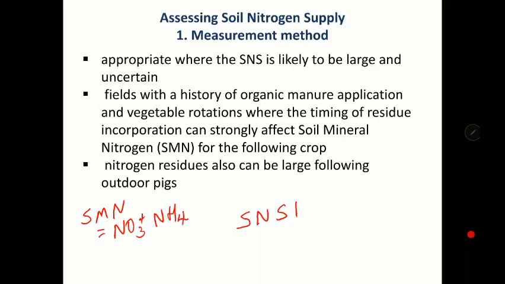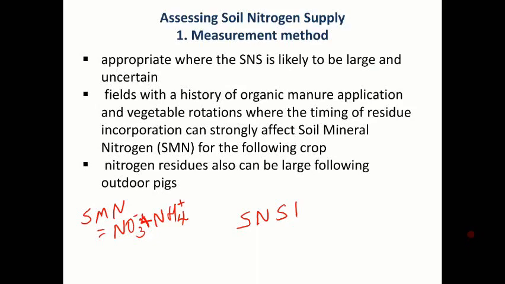Actually, I wonder if I can erase that. No, I can't. I meant that to be plus. Yeah, this is actually a minus, of course, and that's plus. So it's nitrate and ammonium in the soil profile that is the soil mineral N, and we remember that's the stuff that plants take up, right?